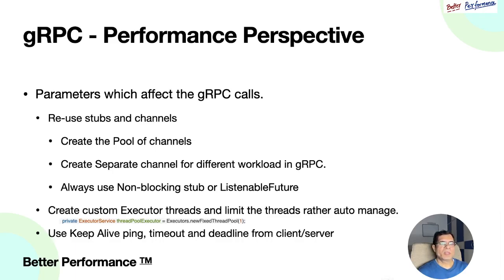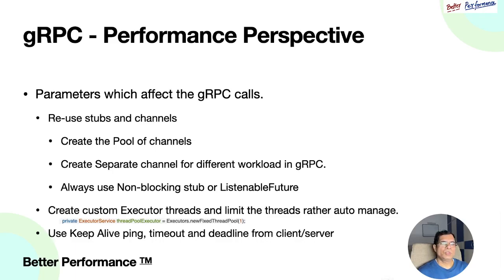Whereas if you have different kinds of calls, let's say one is a user call and another is a transaction call, you know that user calls are fewer whereas transaction calls are higher. Then you can define a lesser number of thread pools for the user calls, whereas a higher number of thread pools for the transaction calls.